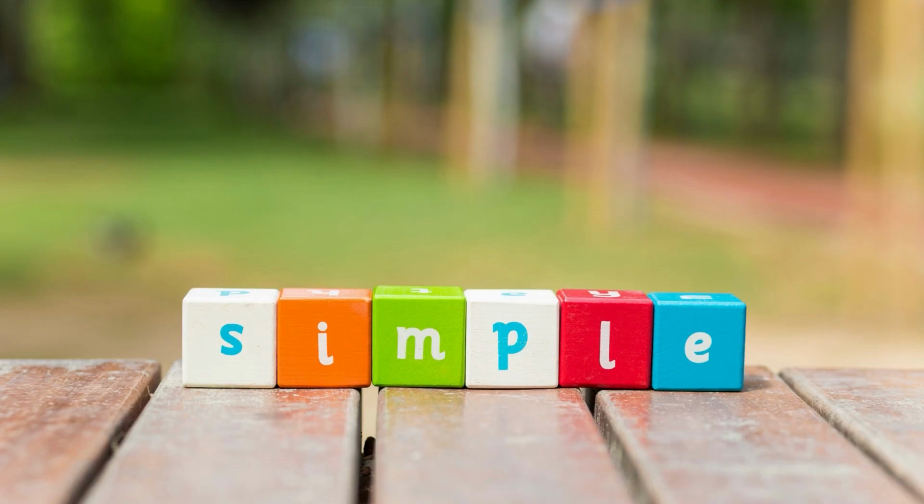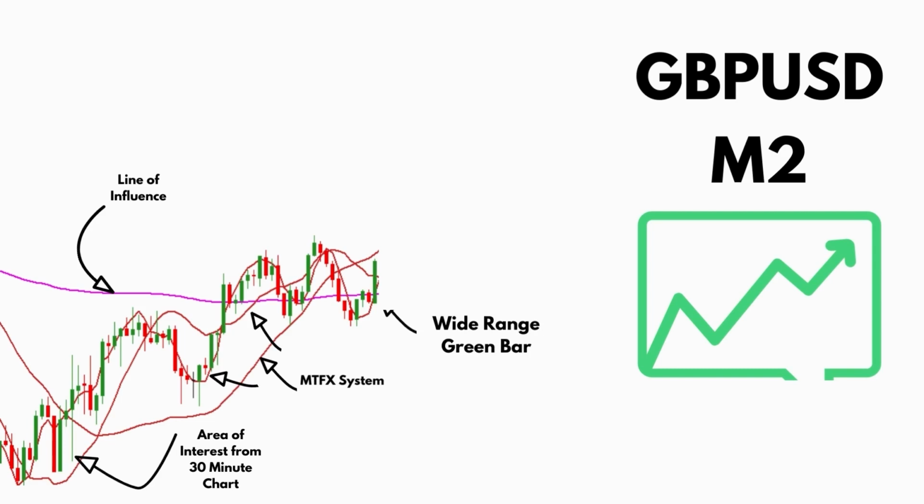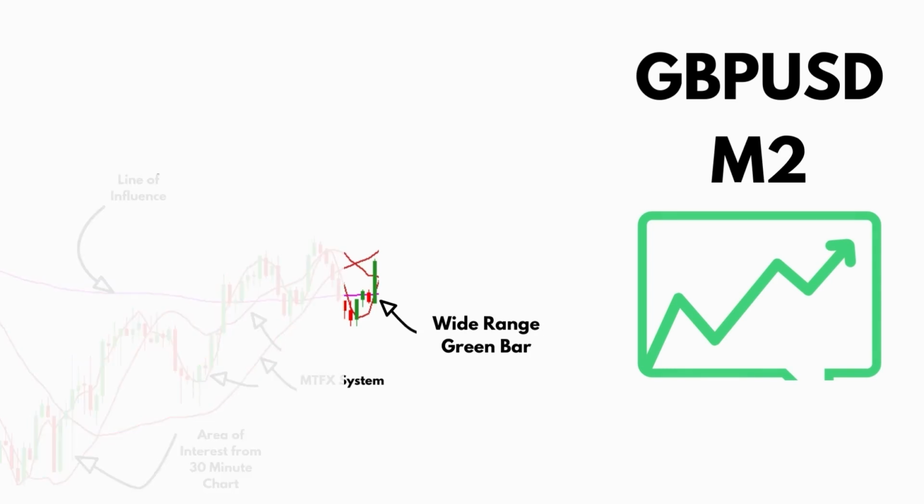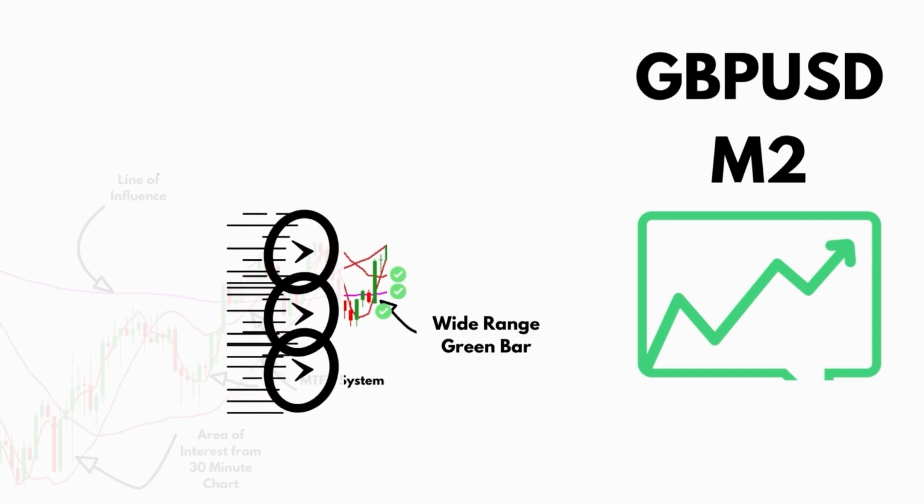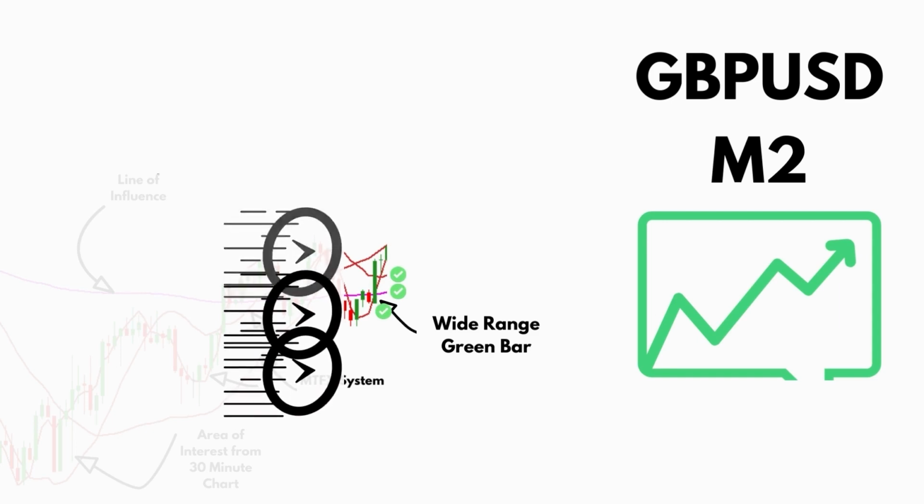Here is how simple the system is to use. Firstly, we need to find a wide range green bar. The way you can tell it's a wide range bar is that the surrounding bars will be significantly smaller. Secondly, the wide range bar needs to break through at least 3 of the 4 lines on the chart, which ultimately signals price passing through multiple timeframes, which makes our entry that much more powerful.